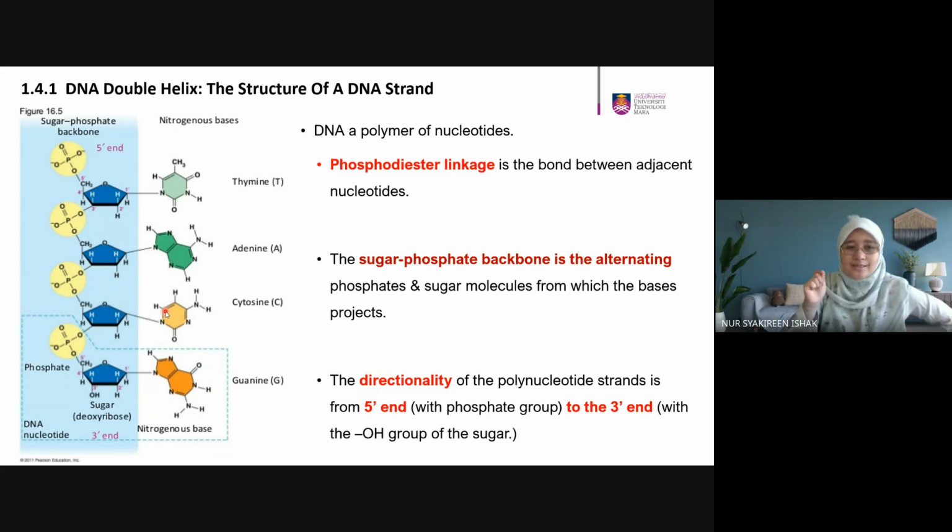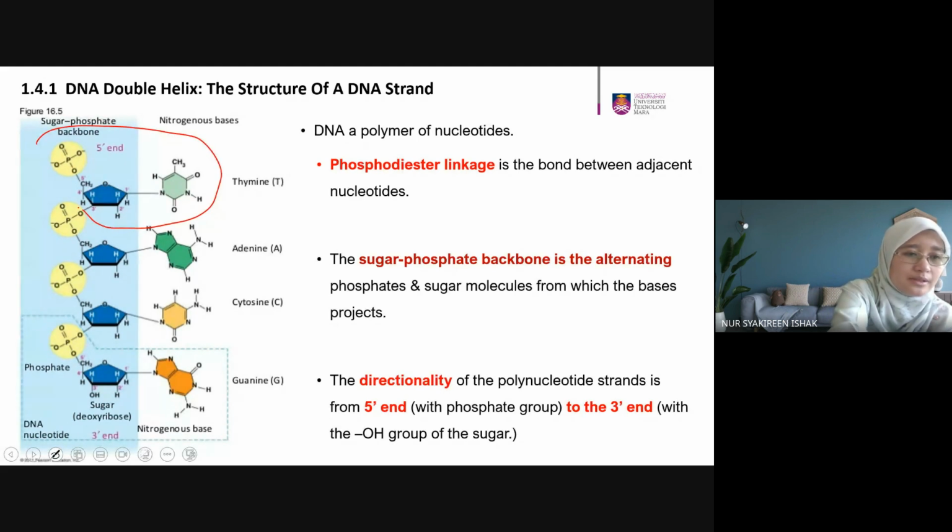Where to find the directionality? When you are looking at the structure of the 5-carbon sugar, at each point here it has carbon, right? So it is a pentose sugar. So this is carbon number 1, carbon number 2, carbon number 3, number 4, number 5. So this is one nucleotide. So carbon number 1, 2, 3, 4, 5.